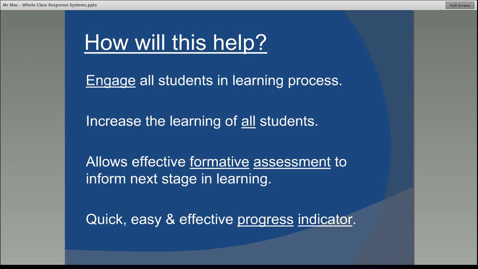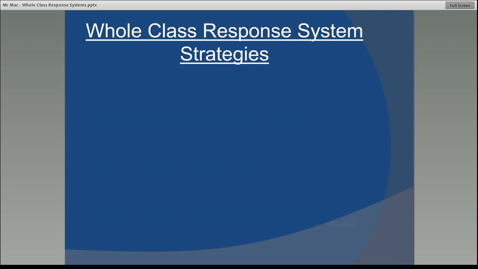And this has helped in a lot of ways. It's helped to engage all of my students in the learning process and focus their attention on where they're at any one point. And I really do feel it's increased the learning of my students as well. They constantly know where they're at, and they understand that these class response systems will show them where they're learning as well, and how to develop and improve. It really does help with formative assessment, because many of these whole class response systems will give you an instant assessment of your class, and allow you to cater the learning journey for your students, and as teachers, they're quick, easy, and effective at indicating progress.